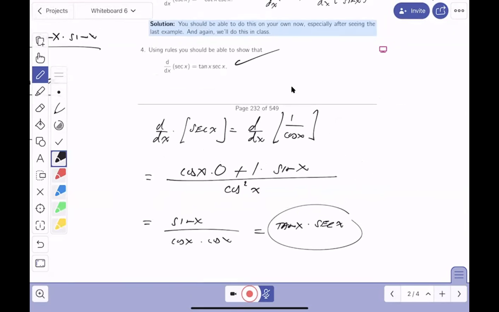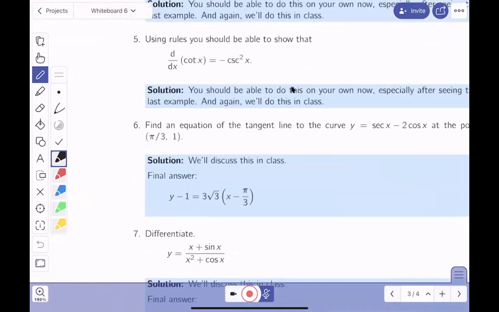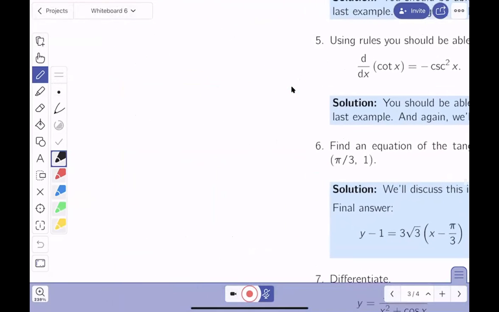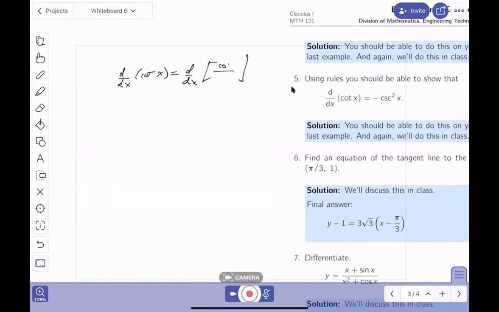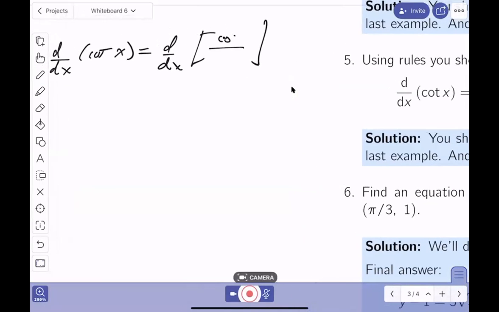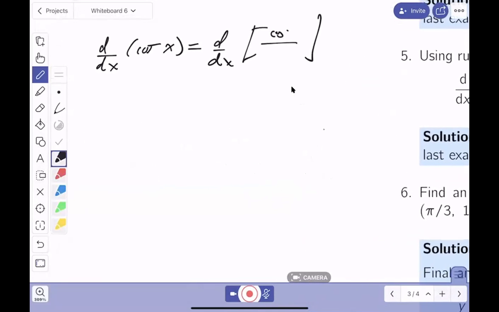Let's go to number 5. Really kind of the same thing. And again, somebody says, I want to memorize these guys. We're not opposed to it, by the way. But d/dx of the cotangent x, well, I'm going to write that in terms of functions that I do know, which are sines and cosines. So it's going to be cosine x over sine x.